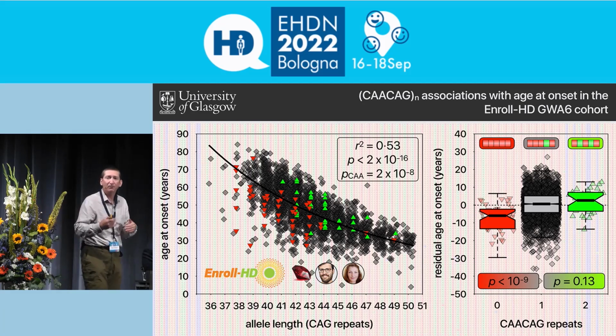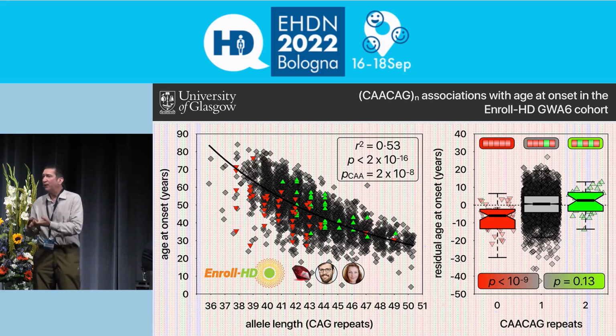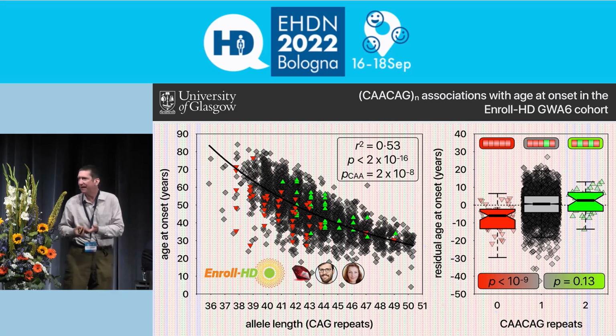And with other potentially more sensitive longitudinal measures of disease severity, again, that becomes a positive association. And likewise, the loss is still, even when we correct for the number of pure CAGs, those individuals still get the symptoms earlier than we would have expected.